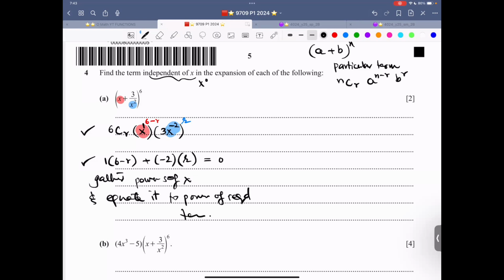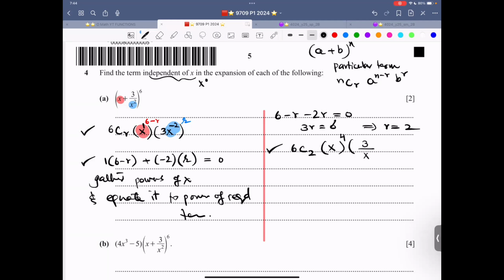So now when we equate the powers of x, when we do this calculation, let me draw a thin line over here. So therefore, this is 1 into 6 minus r, 6 minus r minus 2r is equal to 0, 3r equals to 0. Therefore, 3r equals to 6. Therefore, r is equal to 2. Now plug in where it belongs. The third and the final step, 6C2. X raised to power of 6 minus 2 is 4. 3 over x squared, right in the normal way, raised to power of 2.